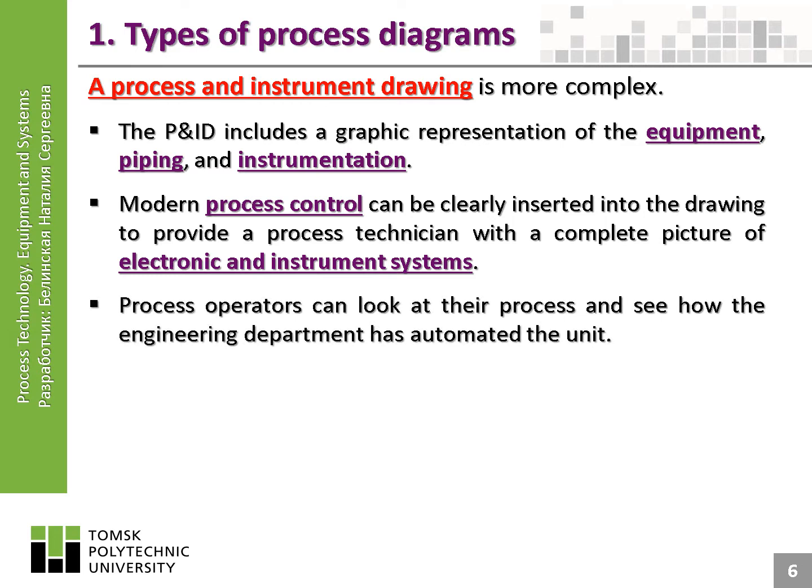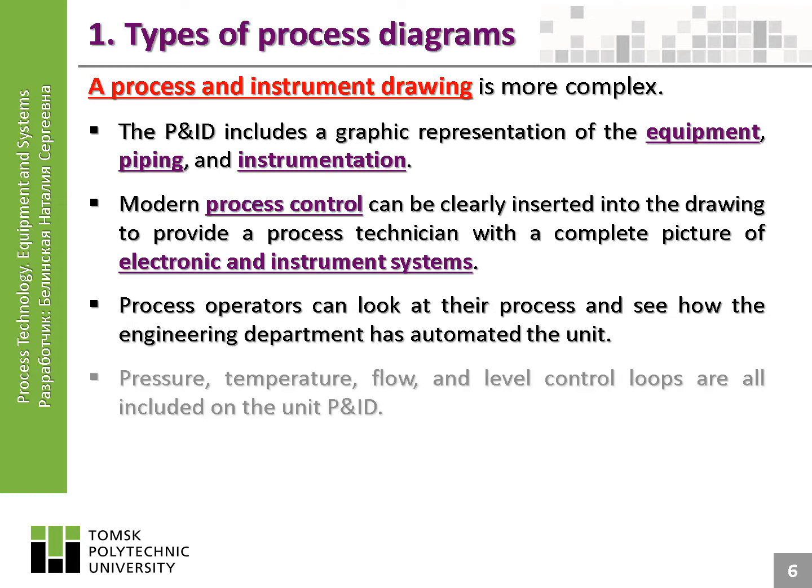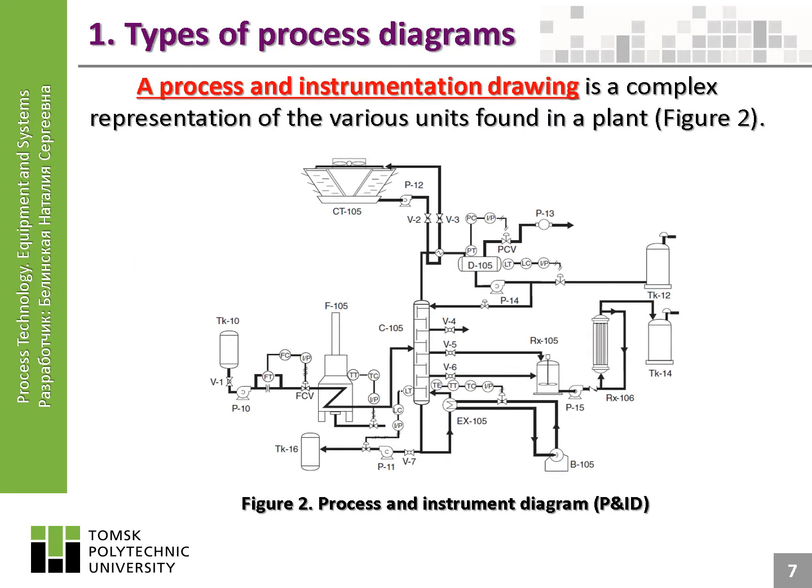Process operators can look at their process and see how the engineering department has automated the unit. Pressure, temperature, flow, and level control loops are all included on the unit P&ID. A process and instrumentation drawing is a complex representation of the various units found in a plant. See Figure 2.